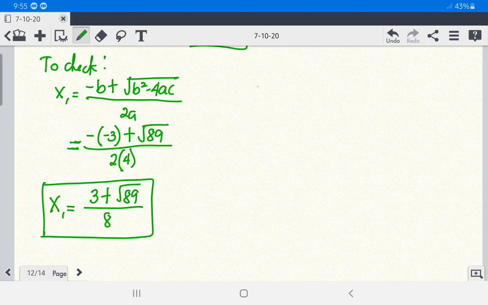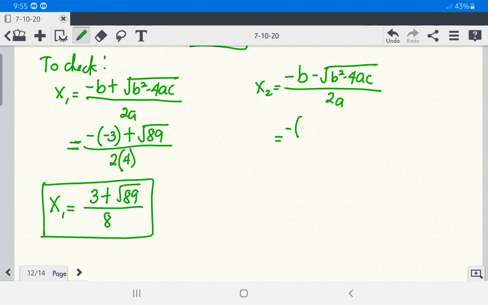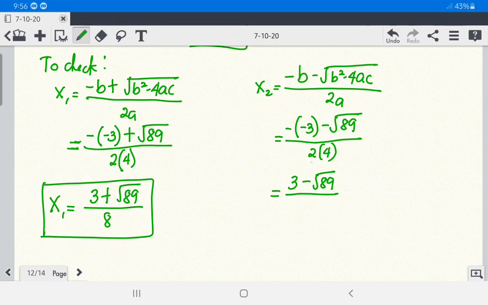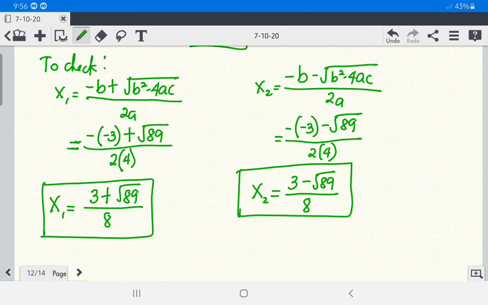Next, for the second solution, we have negative b minus square root of b squared minus 4ac over 2a. Again, we have negative of negative 3 minus square root of the discriminant 89 over 2 times 4. The value of a is 4. The negative 1 times negative 3, we have positive 3 minus square root of 89 over 2 times 4, we have 8. So this is the second root or the second solution. So notice that they are radicals, right?